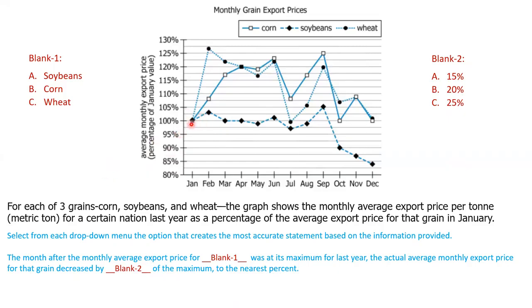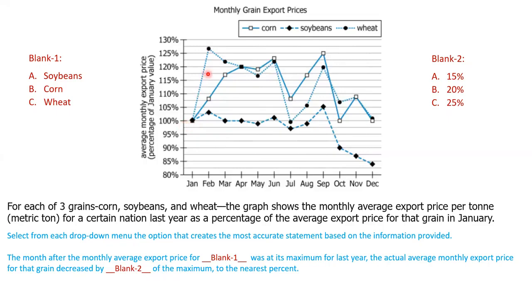Now, I'm hoping this makes sense to you that in January, all the three, which means corn, soybeans, and wheat, are all depicted as 100%. Can someone tell me why all of these three are depicted at 100%? Because January is baselined, right? As a percentage of average export price for that grain in January. So whatever the price was in January has been taken as 100%.